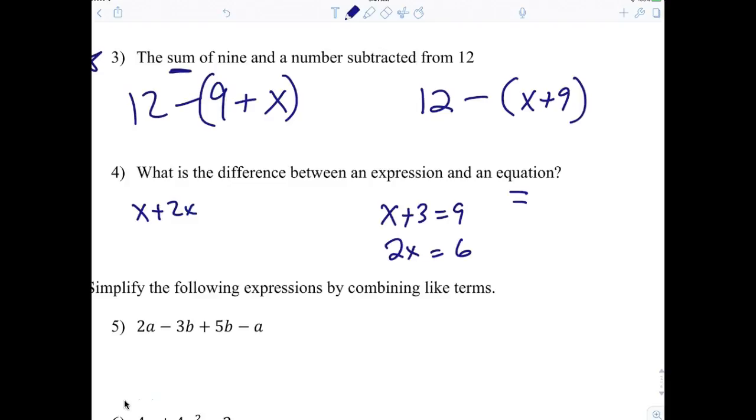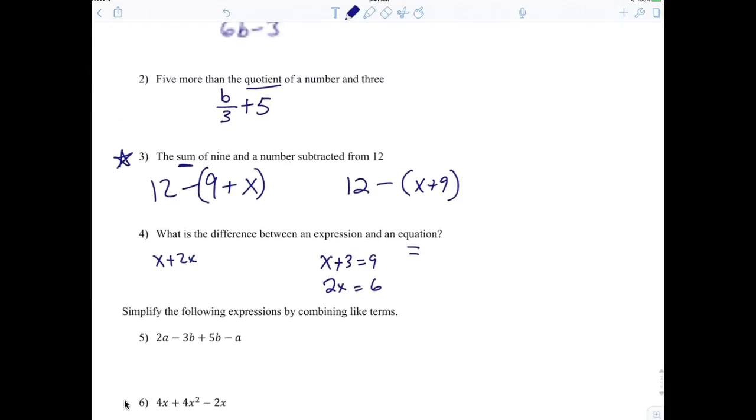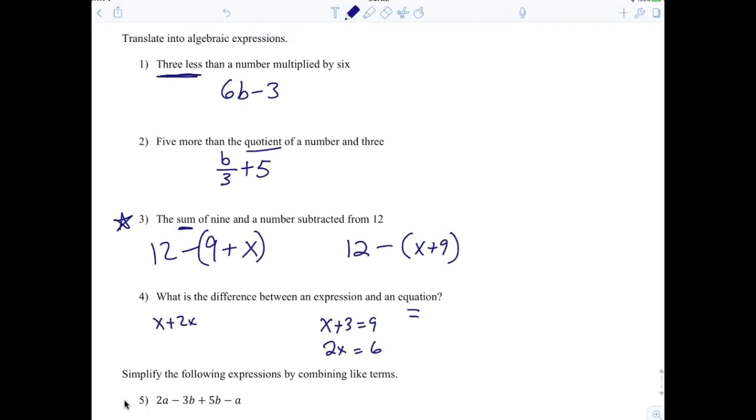Is everybody with me? All right. So all of these up here, 1, 2, and 3, are called what? Expressions. Because there's no what? Equal sign. Because there's no equal sign. All right.